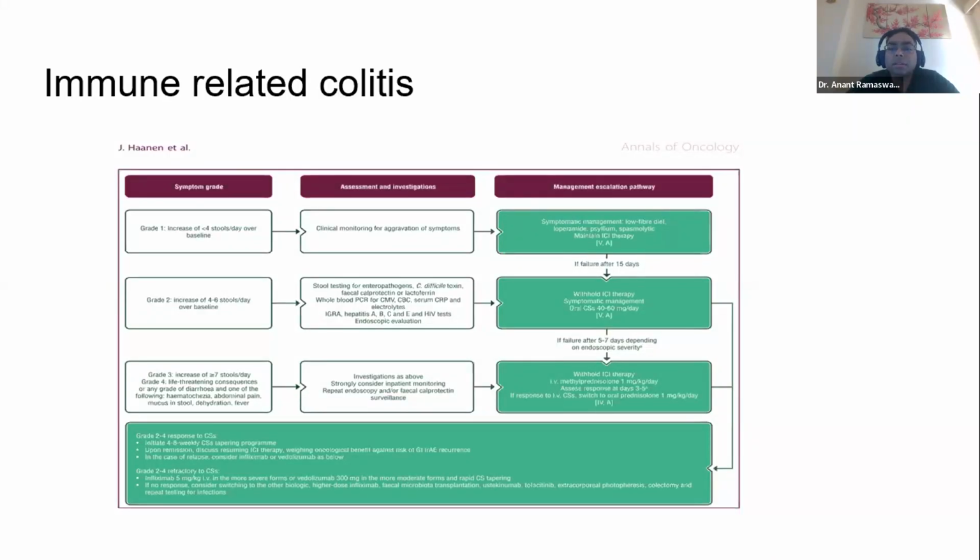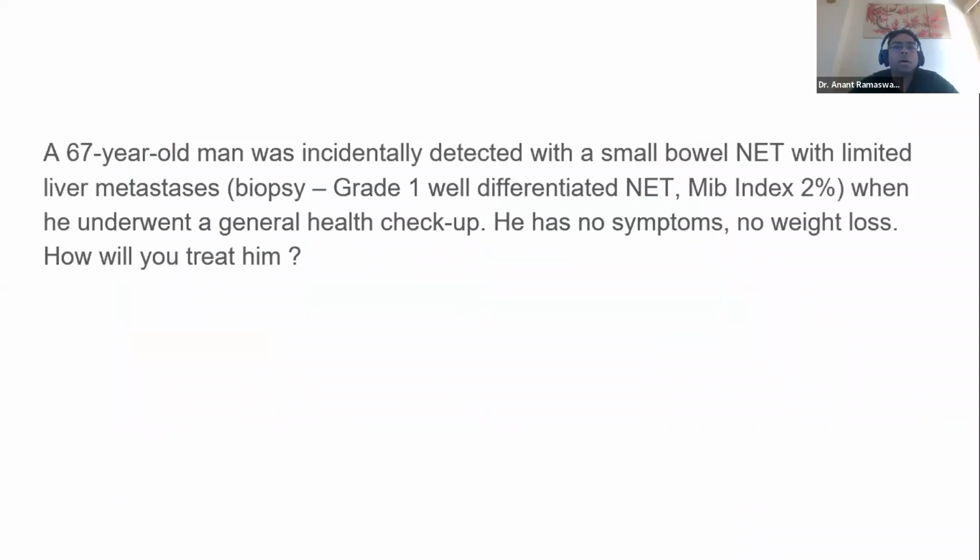Okay, next slide, please. Okay, let's start with Dr. Hemalatha. So this is an ideal NET with liver metastasis, who found liver lesions on a general health checkup and had no symptoms, but was then diagnosed with an NET. So in a suspected NET, what are the investigations you will do and how will you treat this patient, Dr. Hemalatha?